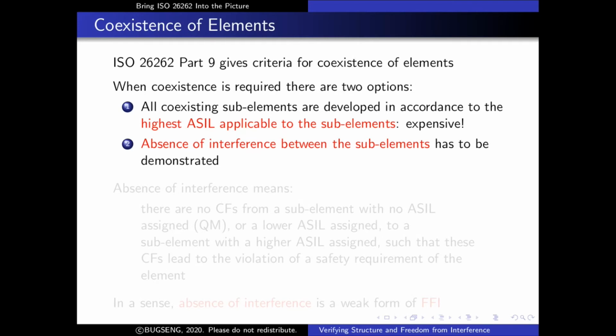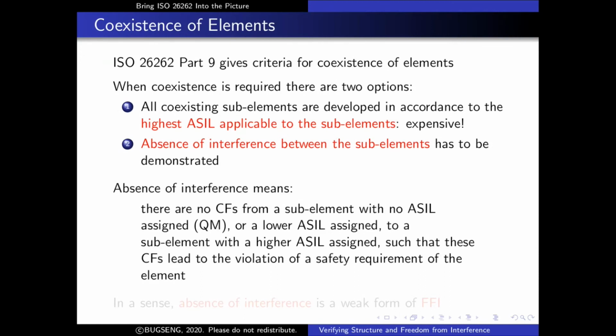And the other possibility is absence of interference between the subelements. You have to demonstrate this. And in essence, what is absence of interference? It's basically that a lower ASIL failure cannot cause a higher ASIL failure in the coexisting elements.